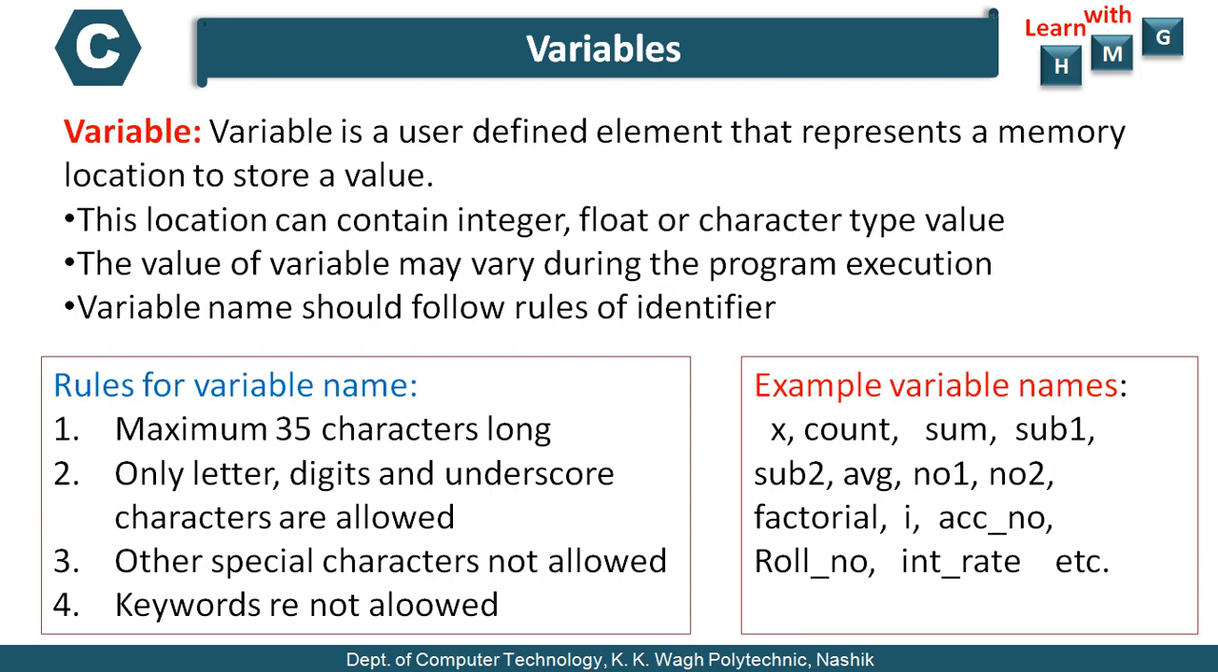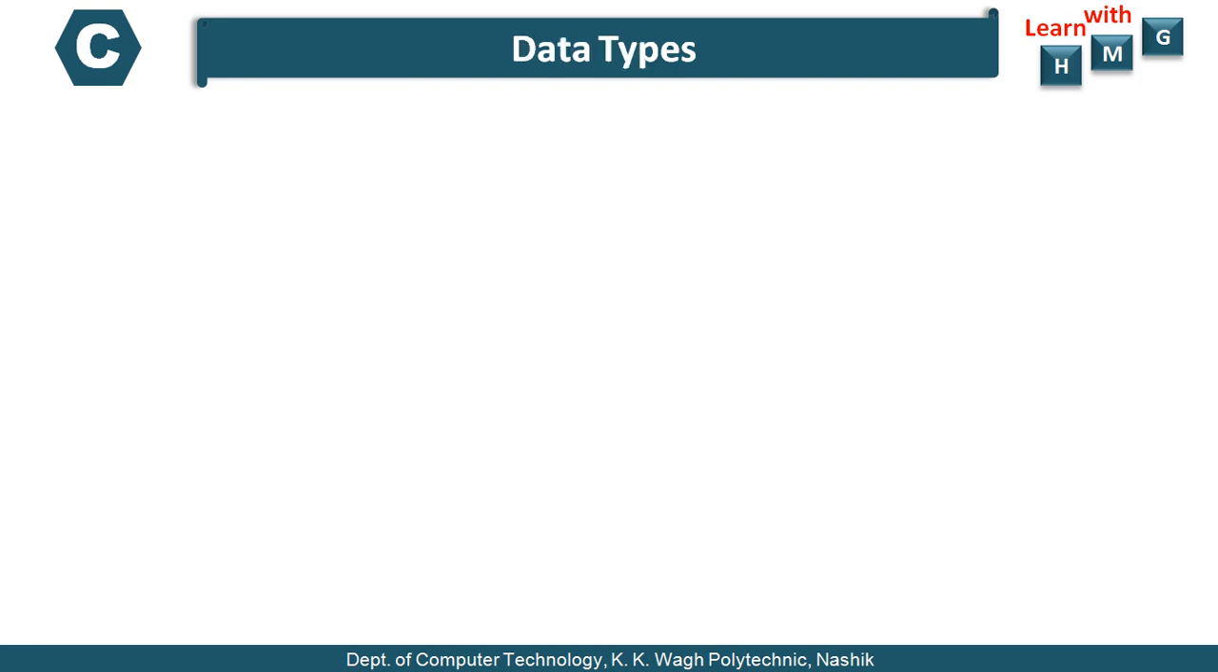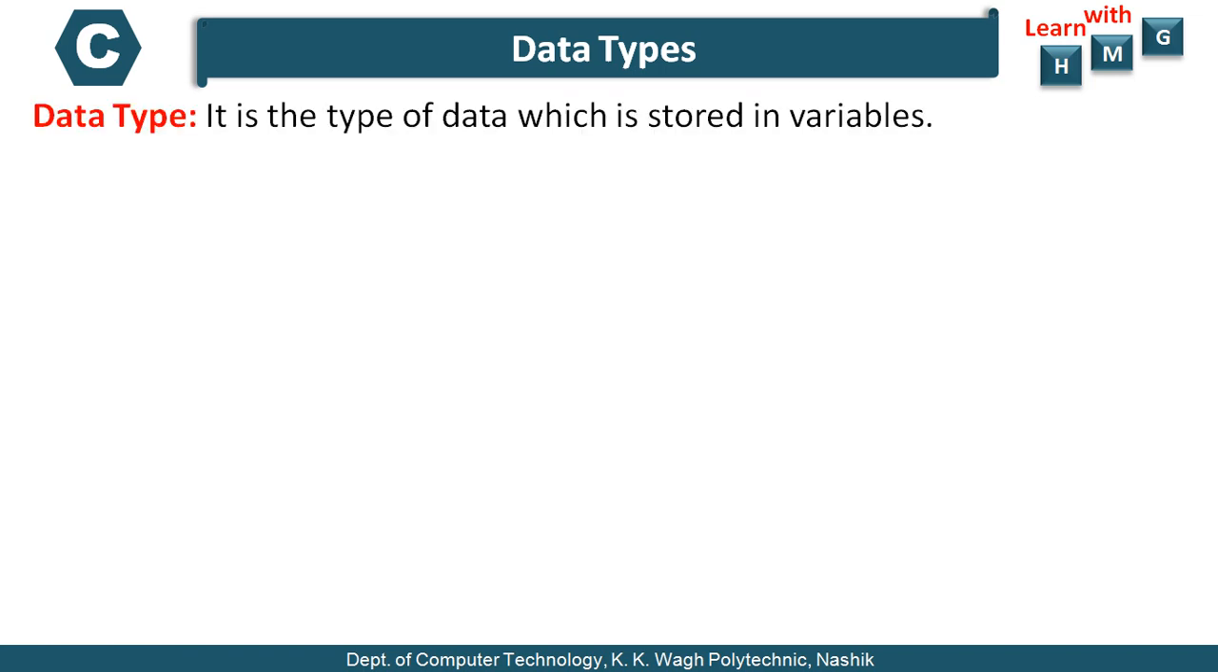Then another important concept which is required for a C program is data types. Data type means what? It is the type of data which is stored in a variable. We have just seen what we mean by variable, that is, we are storing a value at a particular memory location, but that value is nothing but data. What type of data? There are different types, and that type is nothing but the data type.